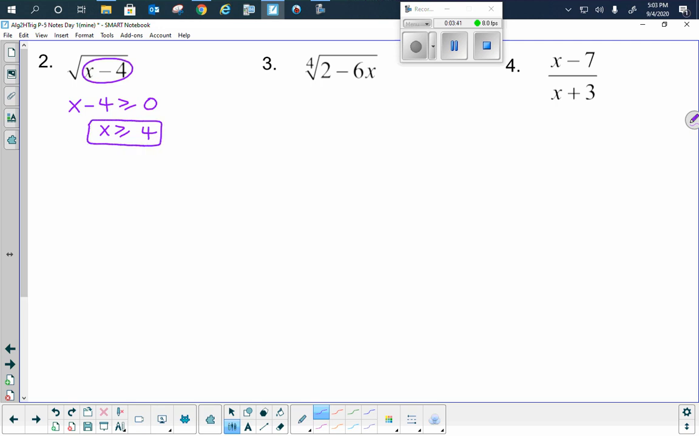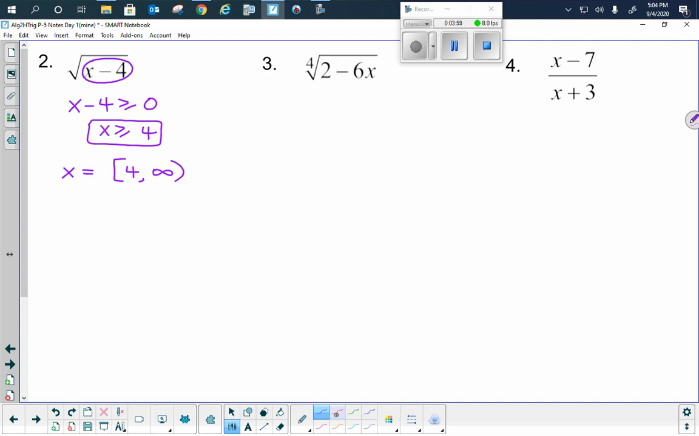But again, if it was an interval, you guys should be good at telling me, well, for the domain, if x is bigger than or equal to 4, then I'm going to have a bracket at 4, and it's going to go to infinity. That would be your other option.